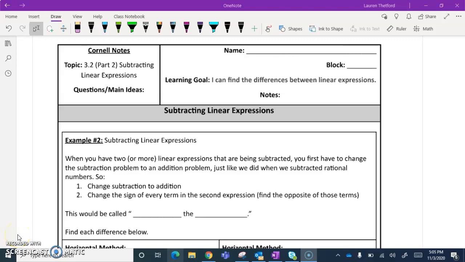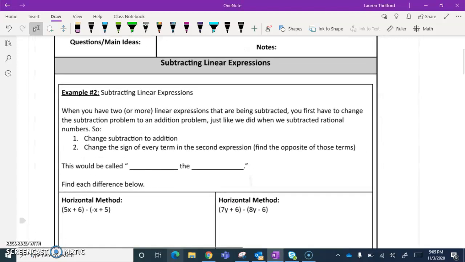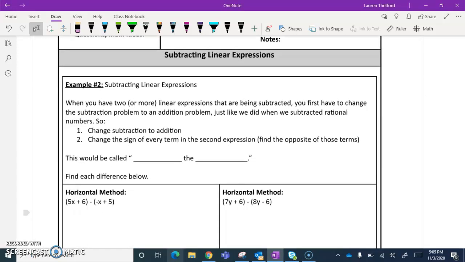Okay, so we are continuing on with 3.2, and this is part 2, so make sure you flip to the part 2 section of those 3.2 notes, and we are subtracting linear expressions. Our learning goal: I can find the difference between linear expressions. It starts off with example 2, because it's continuing from 3.2, part 1.